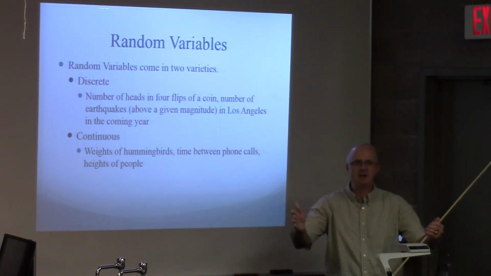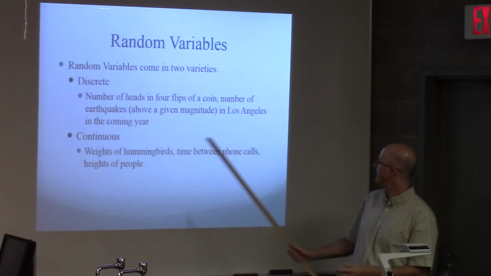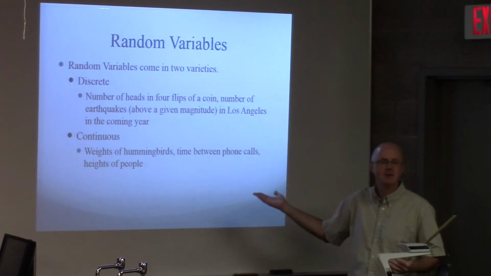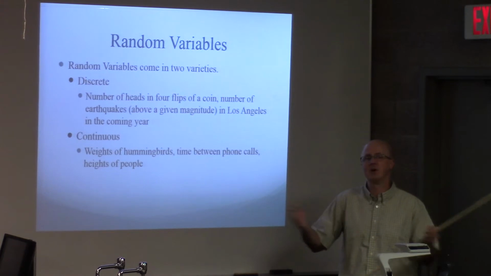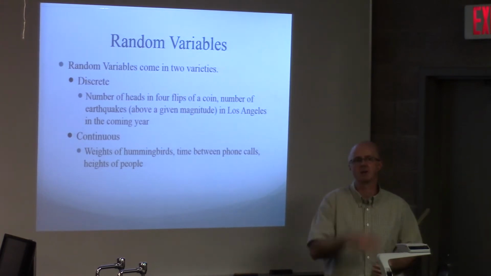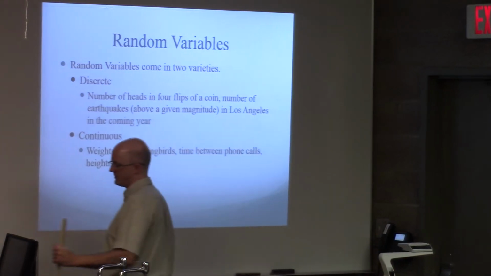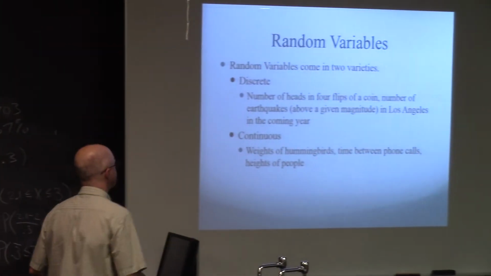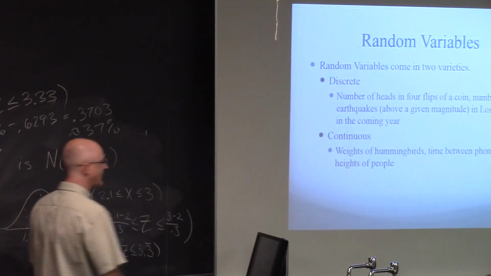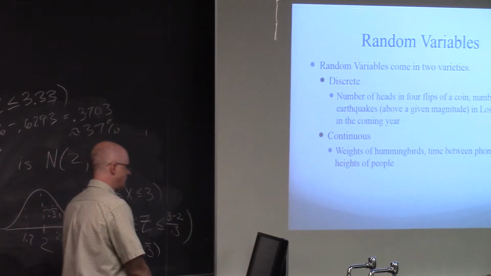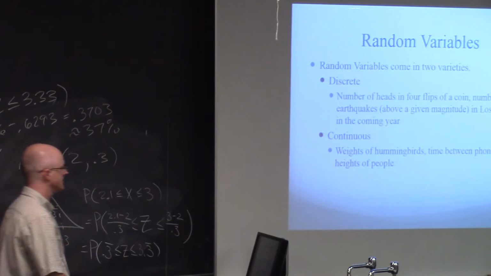Continuous, that's where the values can be on a continuum of possibilities, like weights, heights, weights of hummingbirds, heights, time between phone calls, time between texts. Okay, those can all be measured on a continuum with an arbitrary level of accuracy. Okay, those are continuous random variables. Discrete random variables, values, probability models are described with tables, and with continuous ones, it's described by density curves. And you find probabilities either by adding the numbers on the table or finding the areas in the density curves.